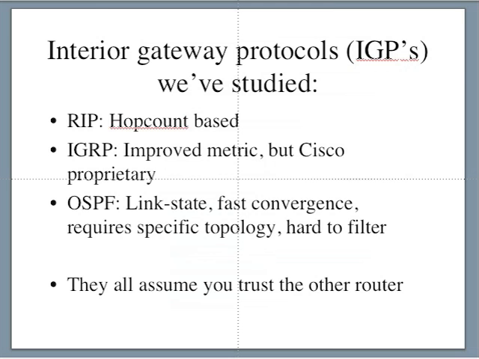RIP was hop count based, IGRP had an improved metric but was Cisco proprietary. OSPF is a link state protocol. It provides fast convergence. It requires a specific topology. Specifically, you have to route all of your areas through area 0, and it's difficult to filter in OSPF except at area border routers. All of these interior gateway protocols assume that you trust all the routers inside your domain.